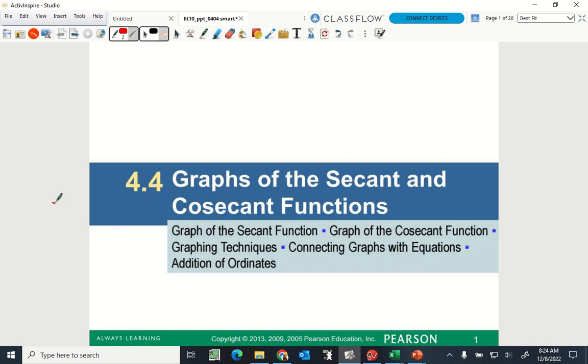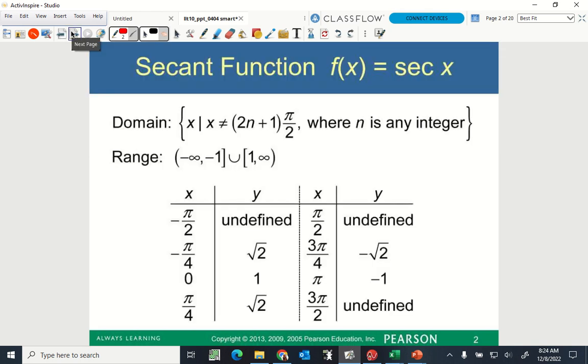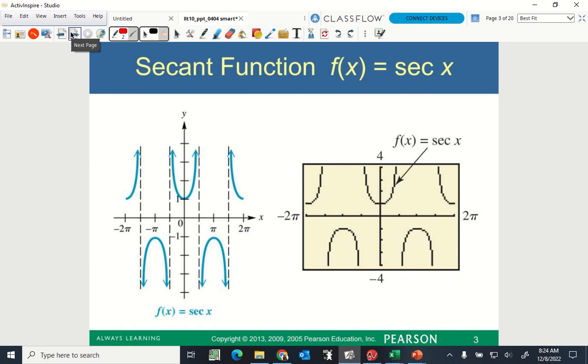So anyway, all right, so graph secant, cosecant. This is actually going to be super easy if you paid attention for the sine and cosine. That's all it is. It's just your graph is going to look funny. This is on your reference sheet, just so you know. You need to know that. So this is what it looks like.